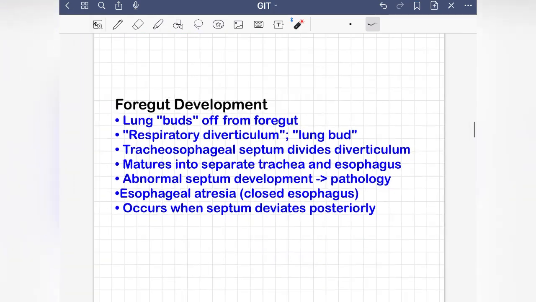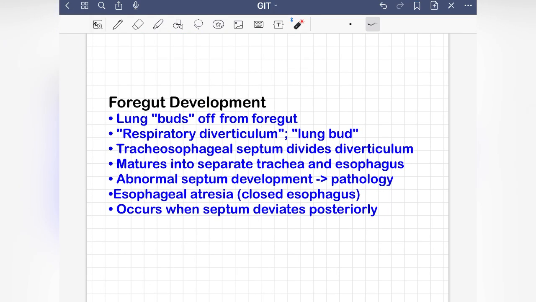Now, let's talk about each of these three sections of the embryonic gut tube: the foregut, the midgut, and the hindgut. I'll talk about how each section develops and the important anomalies that you need to know about for Step 1. We'll start by talking about the foregut. This is what forms the esophagus and the stomach, and the most important thing to know about the foregut is that the lung will bud off from the esophagus in the developing embryo.